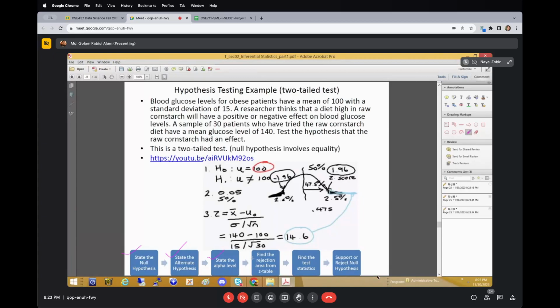And then find the rejection area from the Z table. We have to use the Z table for finding out the critical point, and then the rejection zone or rejection area, and then find the test statistics. So test statistics: according to our data, what will be the value of Z. And then based on that we have to decide whether it will be rejected or accepted.